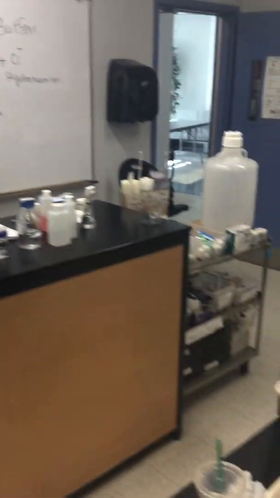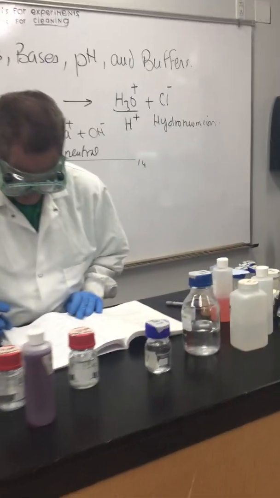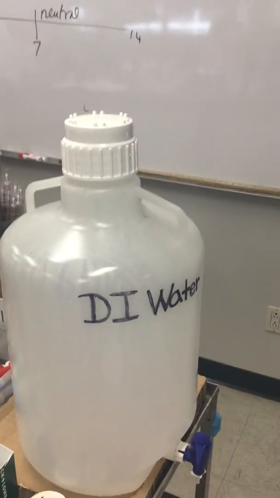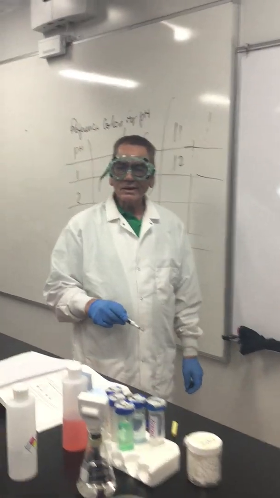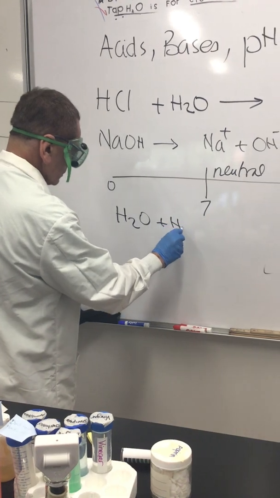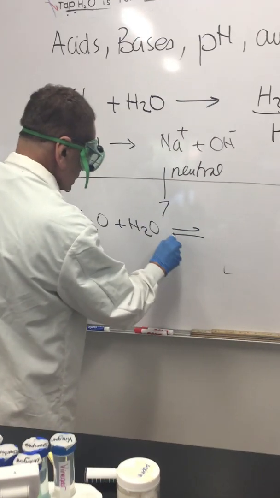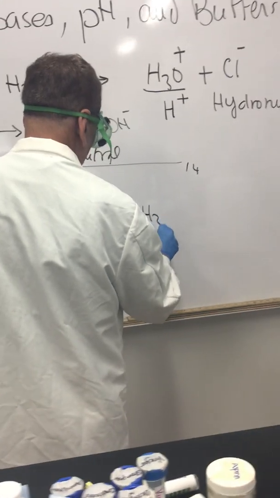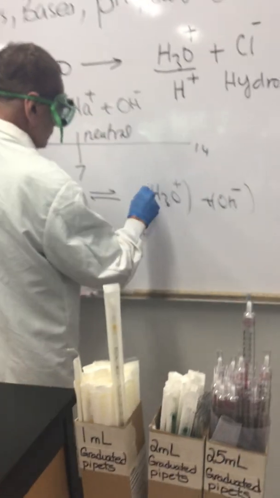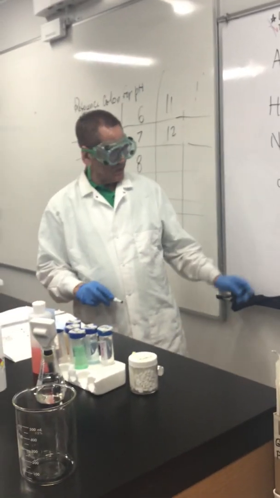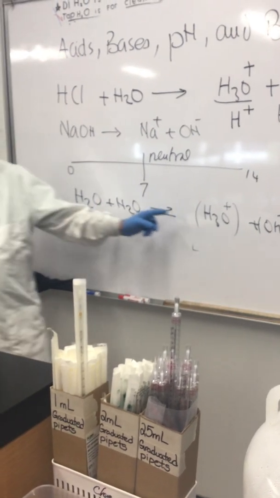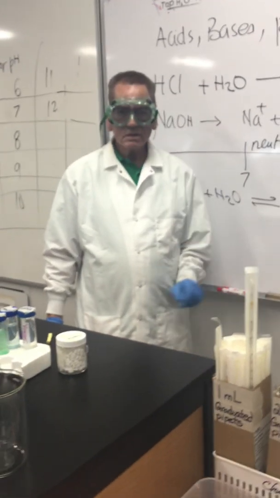There is no cation or anion added to that solution. We can assume that water can also dissociate. So if you have H2O plus H2O, dissociation will give you H3O+ and OH-. Now, water does not dissociate much. That's a very small amount of water that can dissociate. And you get this H3O+, which is like H+, and OH-.